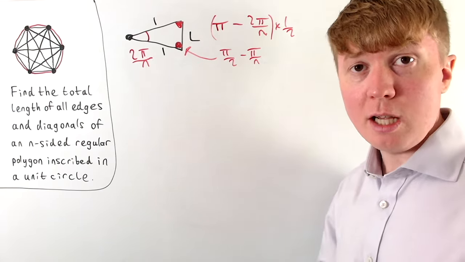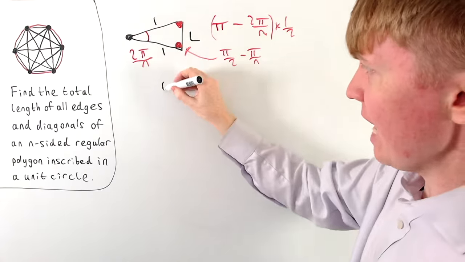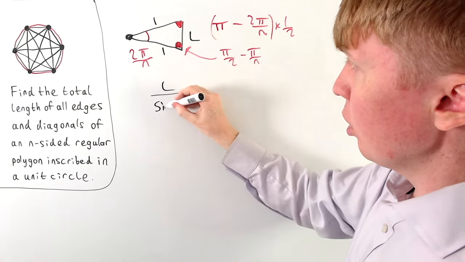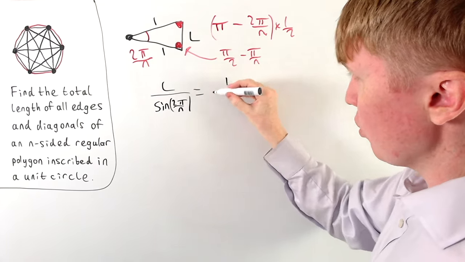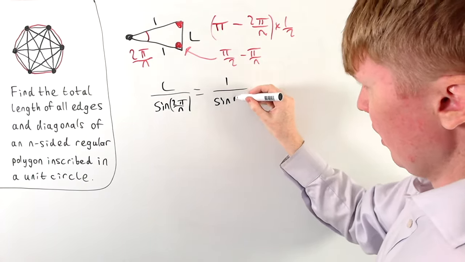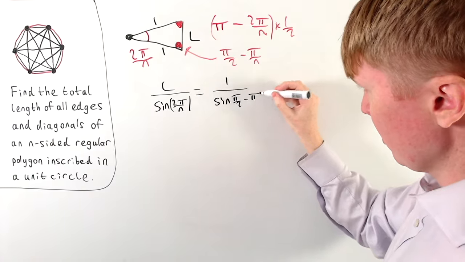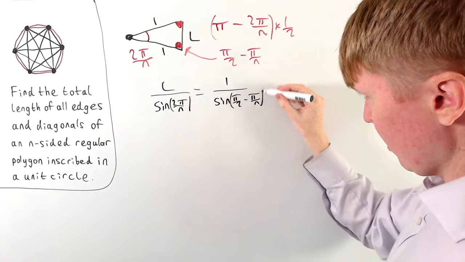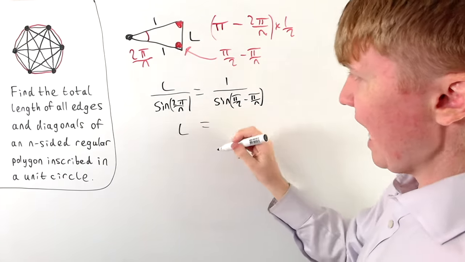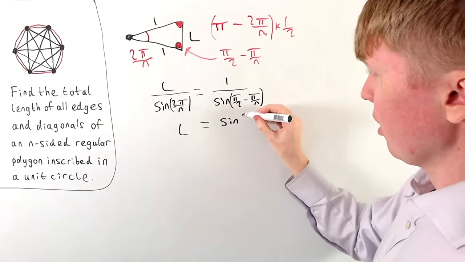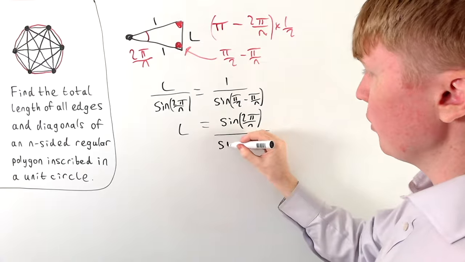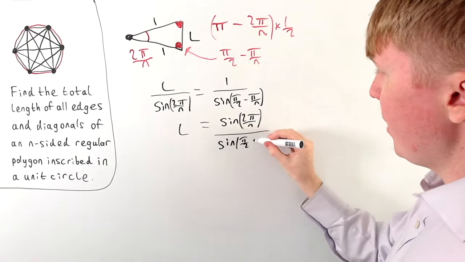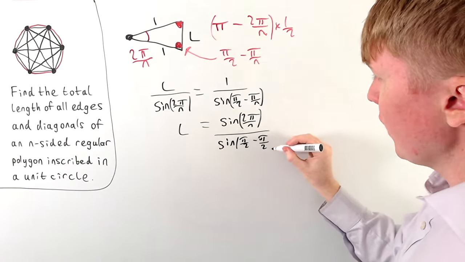And now we can use the sine rule to actually work out the length L. So we know that L over sine 2 pi over n is going to be equal to 1 over sine of pi over 2 minus pi over n, like this. So then we multiply on both sides, and we get L is equal to sine 2 pi over n, all divided by sine of pi over 2 minus pi over n.